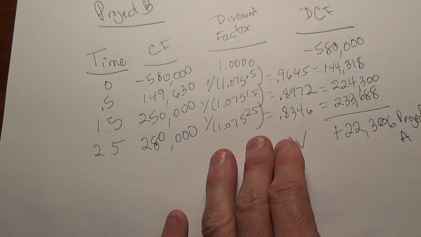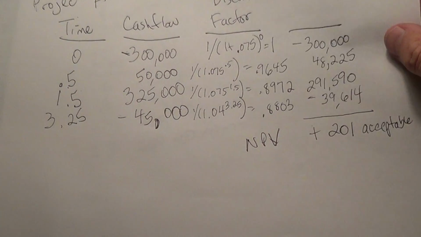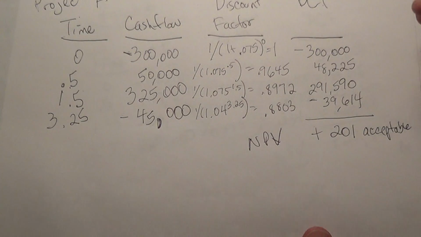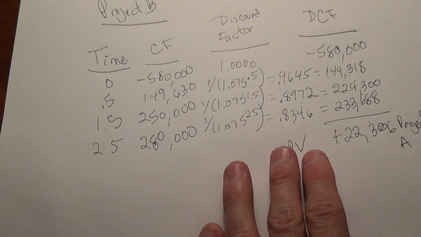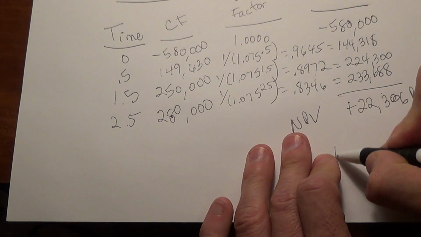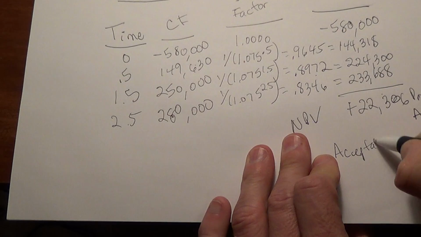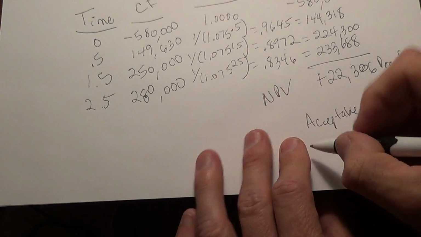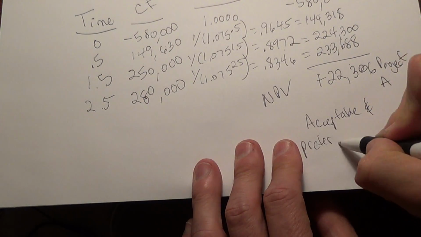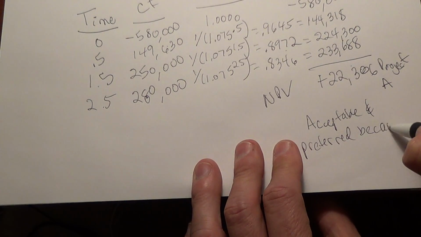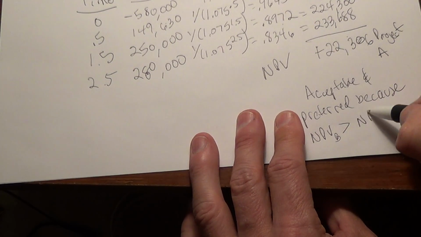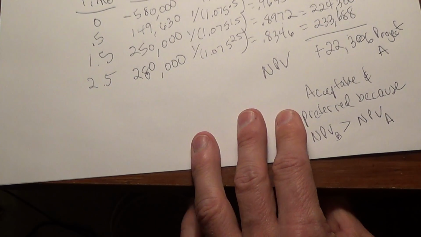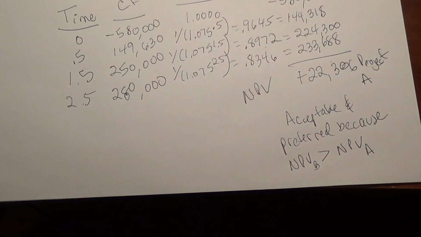Remember that Project A had a net present value of positive 201. So they're both acceptable. Both Project A and Project B are acceptable, but Project B is also preferred. It's the one you will choose because its net present value is greater than the net present value of A. So that gives us the comparison between the two projects.